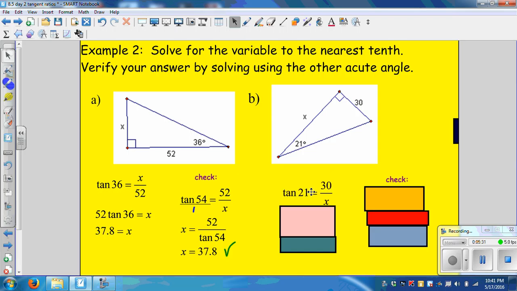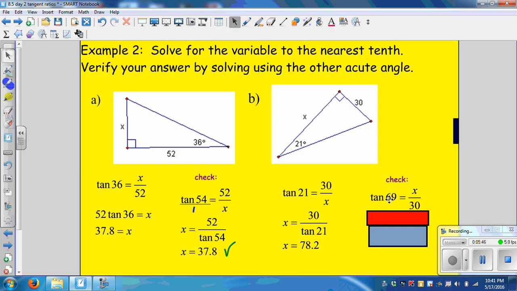Solution. Tangent of 21 equals 30 over x. Put a 1 underneath your tan 21 and cross multiply. And ultimately you'll divide by tan 21 on both sides and you get 78.2. You can verify that with the other angle. The other angle would have to be 69 degrees. And solving a cross multiplication with a proportion, you get 78.2.